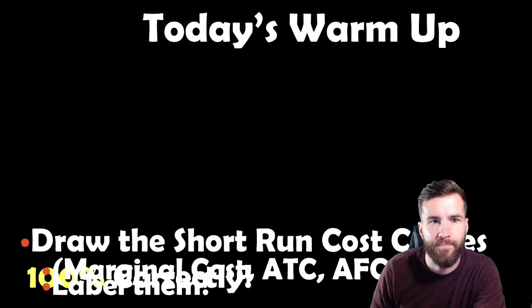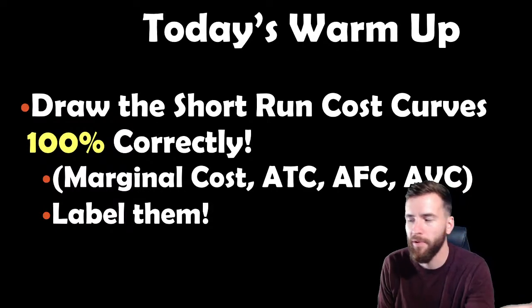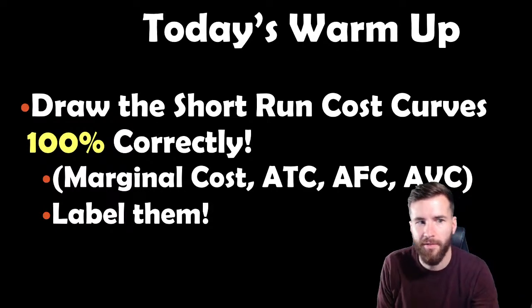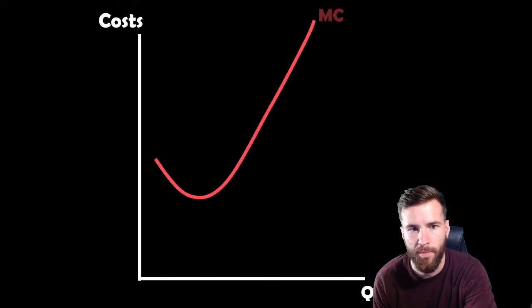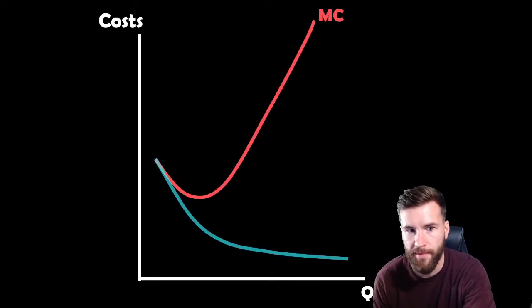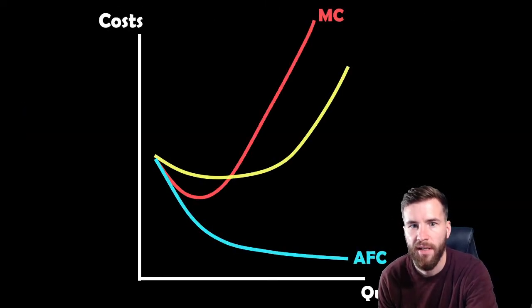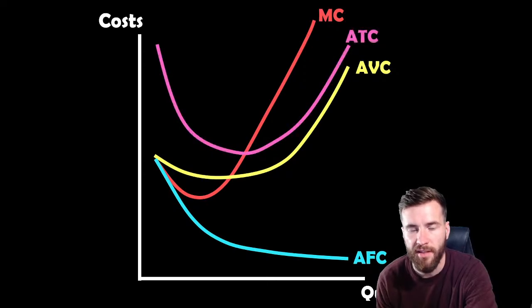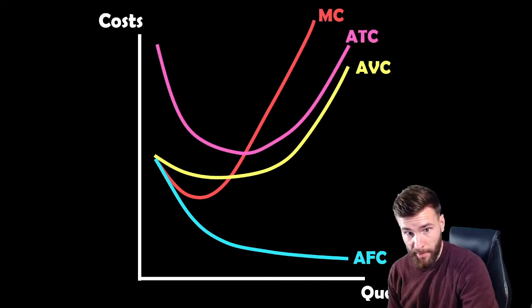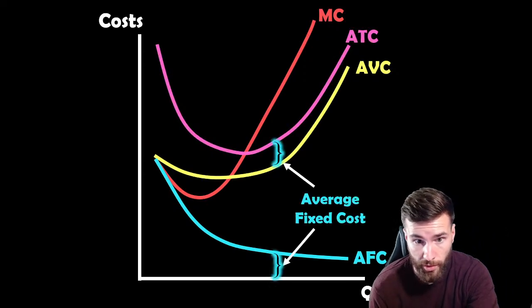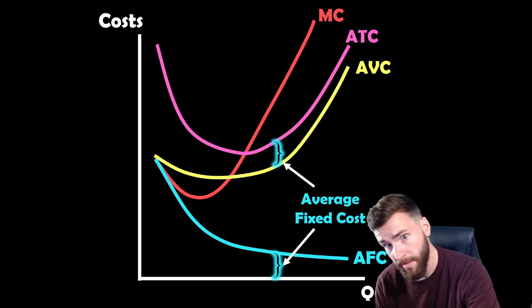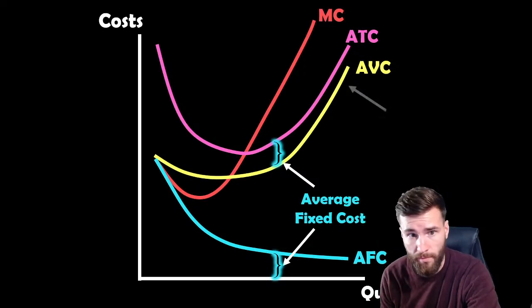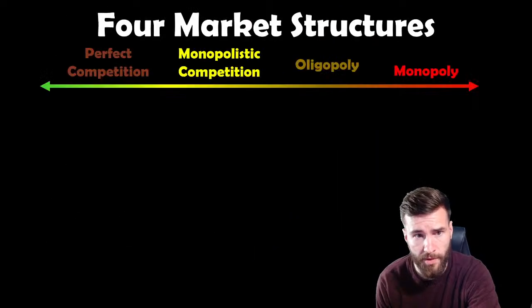All right, so, people, I hope you guys know how to draw that stuff. Marginal cost is U-shaped. AFC goes down, and then just have AVC and ATC intersecting MC at their minimum points, steadily getting closer and closer together, but never touching. And then remember, the vertical distance between ATC and AVC is equal to AFC, and that's pretty much it. All right, I hope you guys can do that.